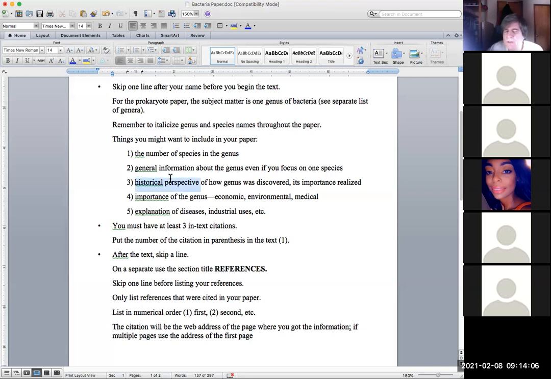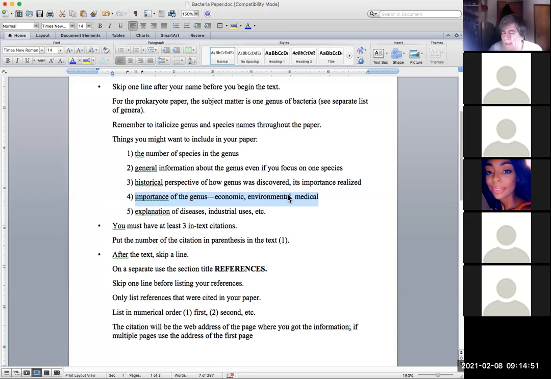So you may want to include some historical perspective. How was this genus discovered? When I say how was its importance realized? How did they figure out that this particular bacteria causes a certain disease? Or how did they figure out it could be used to make a certain industrial process? So what's the importance of this genus or of the particular species you're looking at? And there's a couple of different ways you could think about the importance. You could think about its economic importance. Some bacteria are used to make food. Some bacteria are used in other industrial processes.